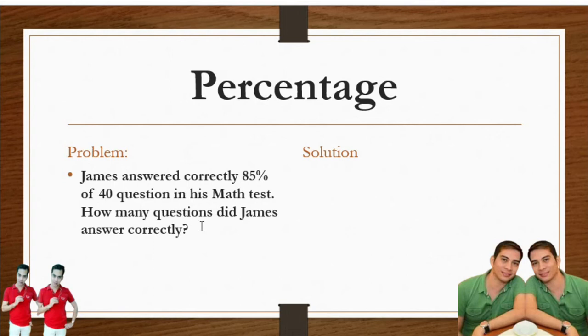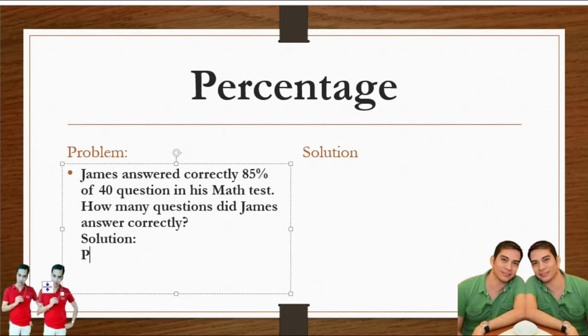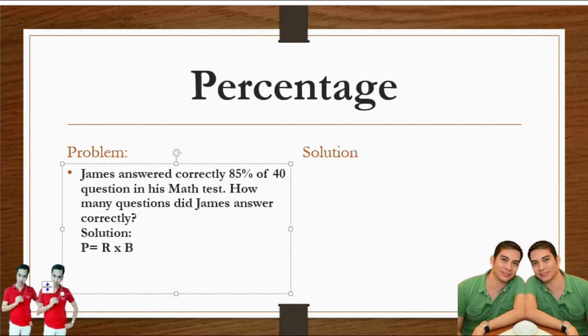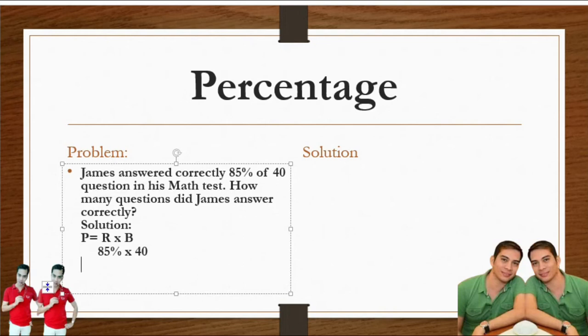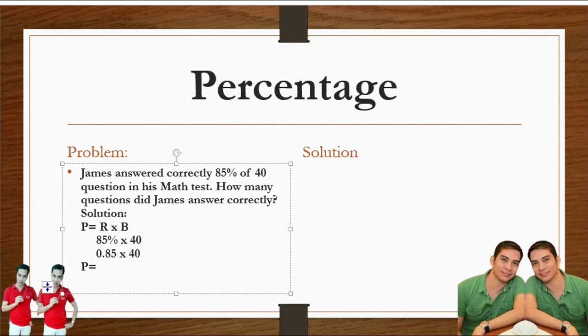So we are going to find the solution. Percentage is the unknown. Formula, that is rate times the base. Apply. The rate is 85% times the base is 40. Then change 85% or percent into decimal. Write 0.85 times 40. So 0.85 times 40, the answer is 34. Again, the answer is 34. So James answered correctly 34 items.